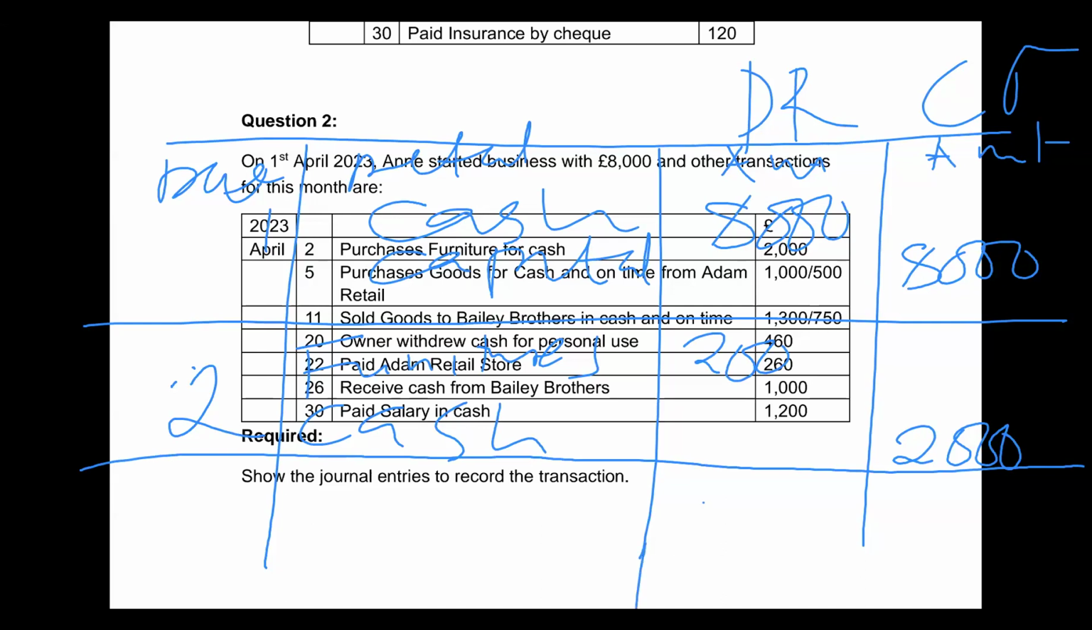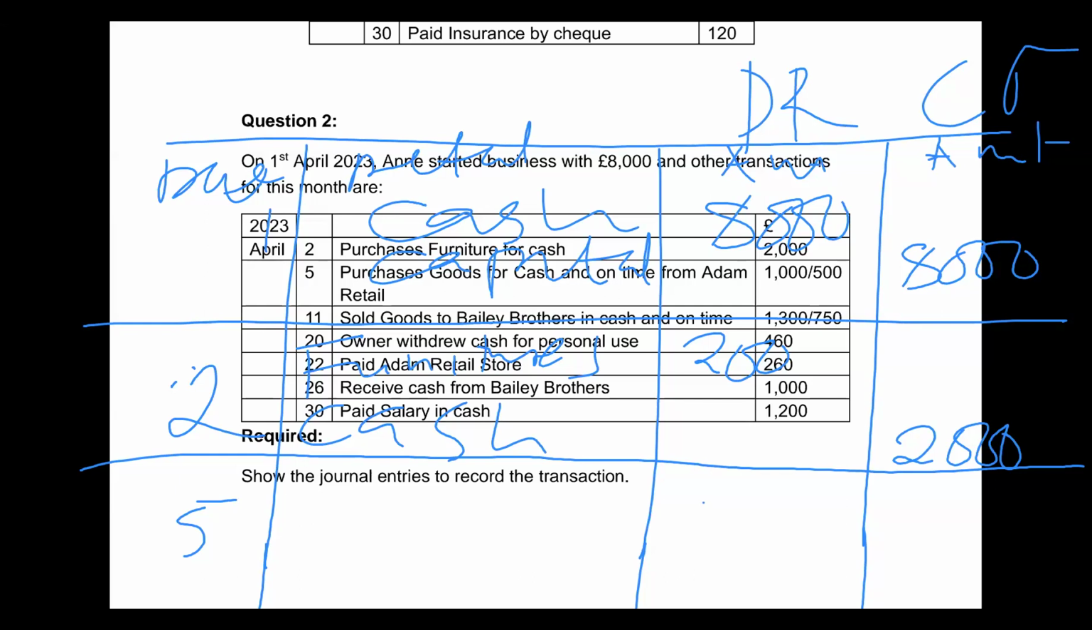Next. April 5, purchases goods for cash and on time from Adam Retail. Purchases goods for cash, and on time. Oh, this is interesting. What do you think? So basically, I was very confused with this one.